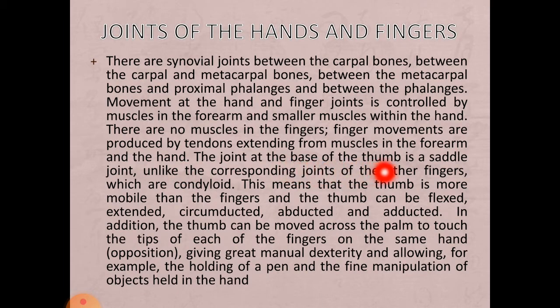The joint at the base of the thumb is a saddle joint, which is very important because it allows various movements at the thumb, and you can move your thumb in different axes. This joint will allow you to hold a pen or a cup, and also the fine manipulation of the objects held in the hand.